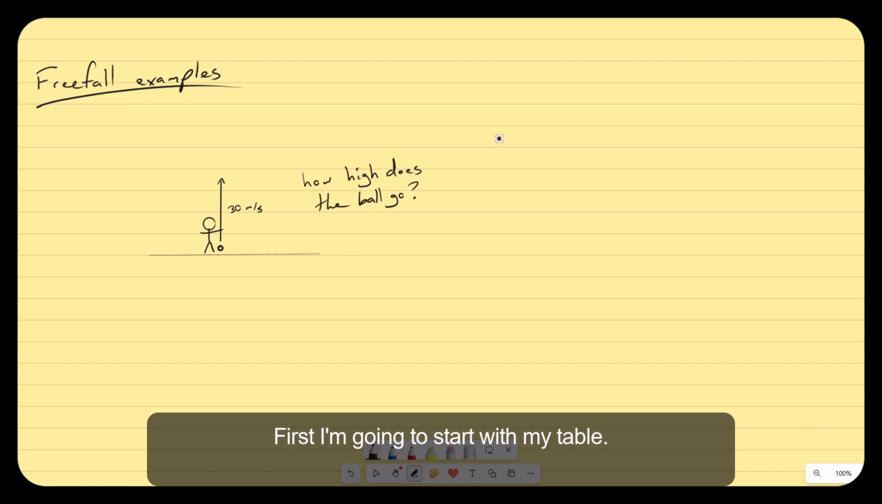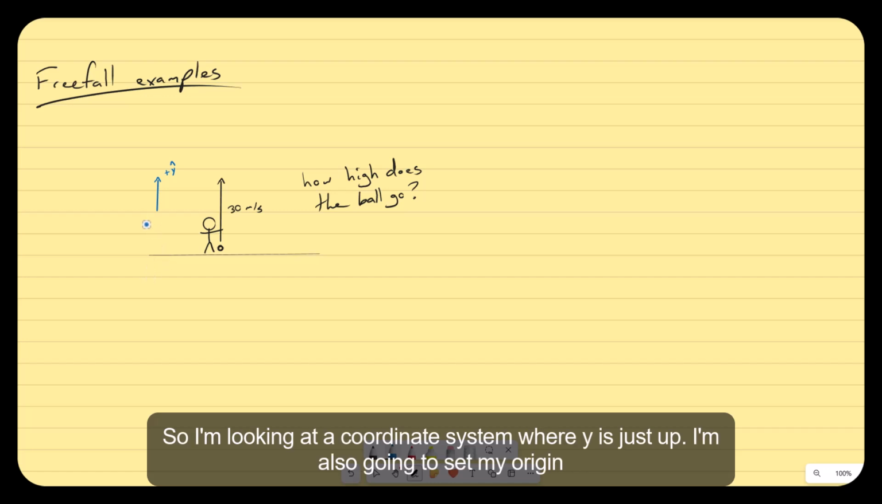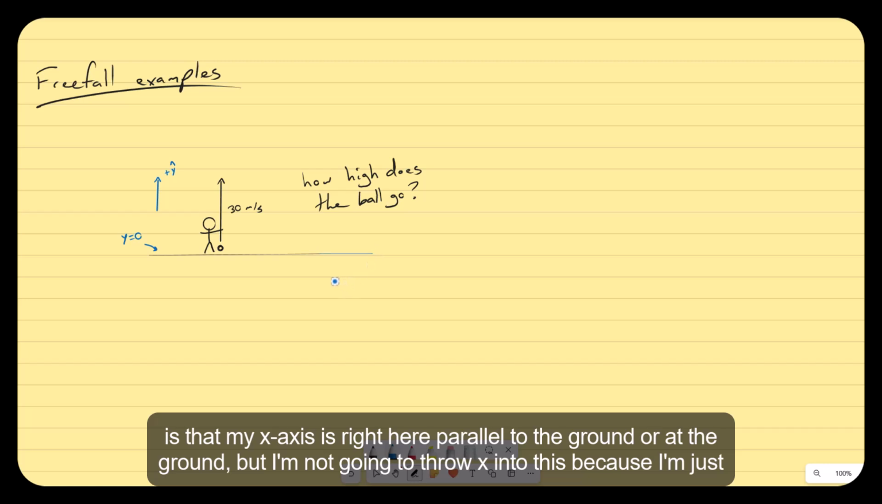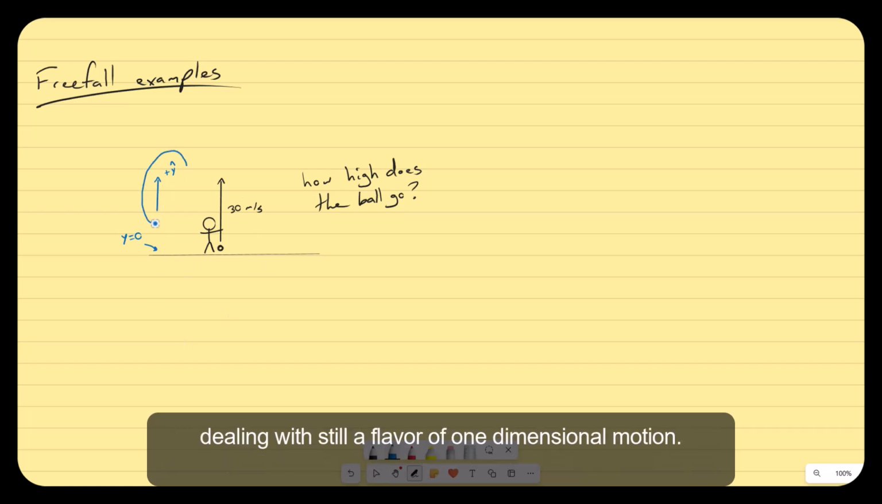First, I'm going to start with my table, by setting a couple of things. I'm going to say upward can be my positive y direction. So I'm looking at a coordinate system where y is just up. I'm also going to set my origin so that the ground will be y equals 0. Effectively, what I'm saying is that my x-axis is right here parallel to the ground, but I'm not going to throw x into this because I'm just dealing with still a flavor of one-dimensional motion.